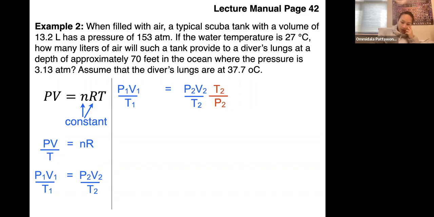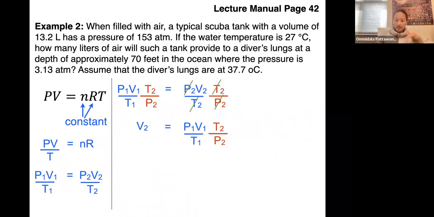because what I want is the V2, right? I want the volume, the second volume at the end. So I'm just going to move everything else that I know to the same side. So in this case, you're going to cancel those two. And what you are going to do is you are going to get V2 equal to P1 V1 over T1 times T2 over P2. Okay, so I'm just rearranging this.